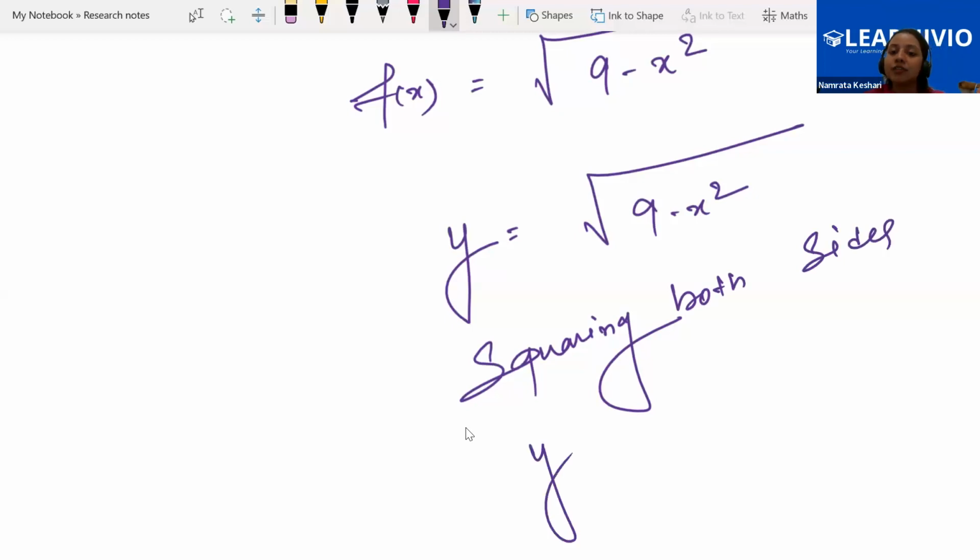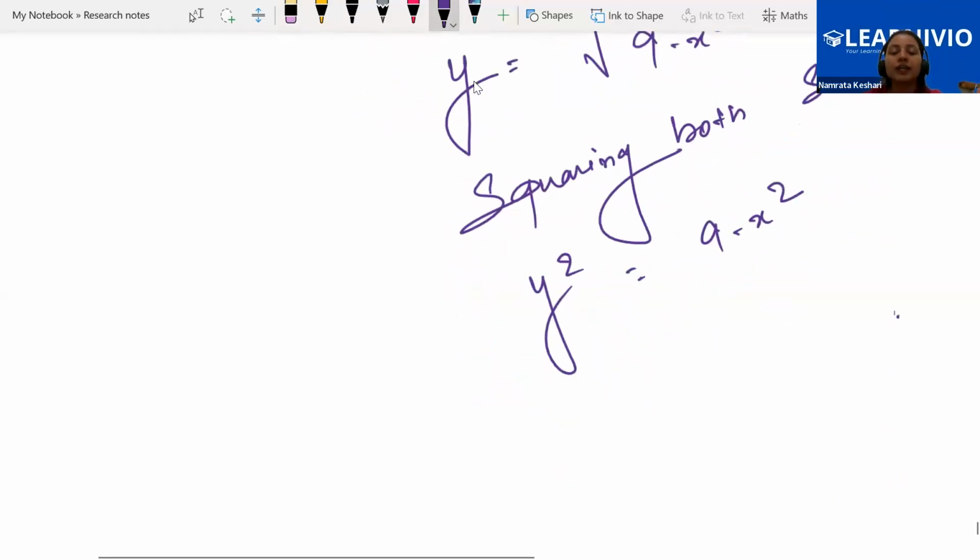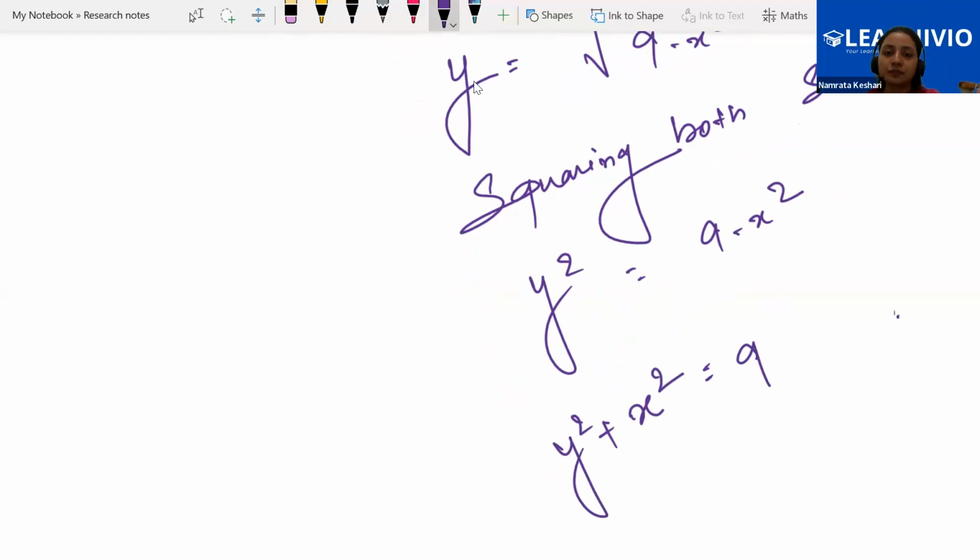We'll be having y square is equals to 9 minus x square. Now what we want to find? x equals to something. Whatever will be there, x equals to something we are trying to find. So what we will do? This 9 we can transfer to other side, or we can take y square to this side and x square to other side. So can we write x square on the other side like this? Can we? Yes, ma'am. Now x square is equals to 9 minus y square.